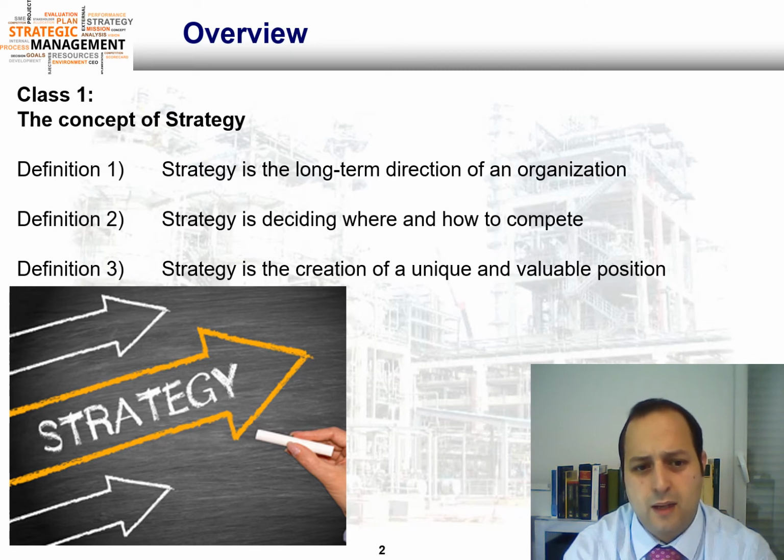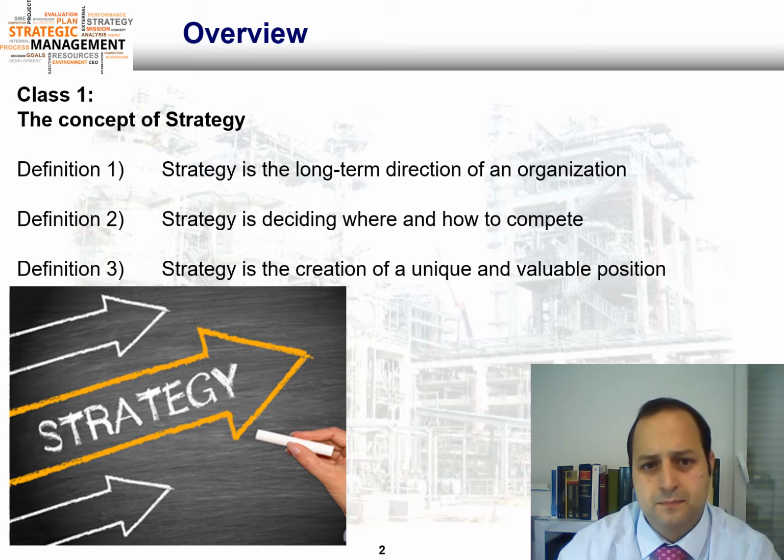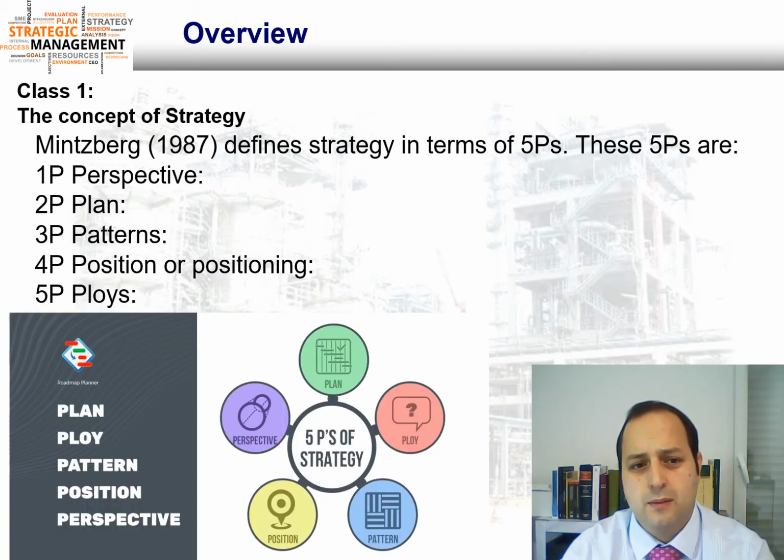For example, there are three main definitions. The first one states that strategy could be defined as the long-term direction of a company. Strategy is deciding where and how to compete, and strategy is the creation of a unique and valuable position. Another definition was given by Mintzberg, which states that strategy shall be defined in terms of the 5 different P's. The 5 P's are perspective, plan, patterns, position, and ploys of the company within the market.